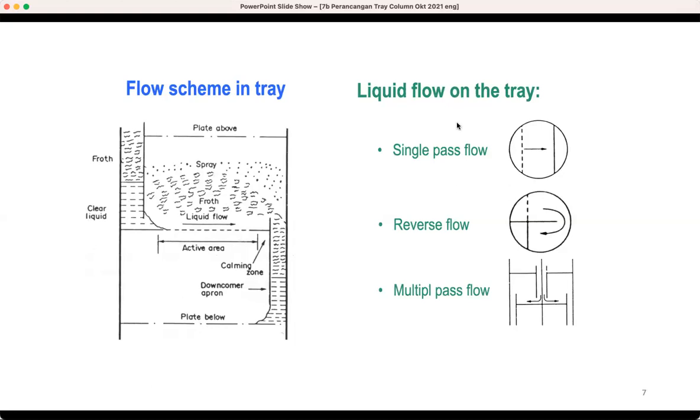For this liquid flow on the tray, there are 3 types of flow. The first one is called single pass flow, like this one. The liquid comes from one side and goes to the other side, and then it falls down on this side. The second one is called the reverse flow, where we have a border like this, so the flow would be a little bit reversed. And the last one is called the multi-pass flow, where we have multiple, or 2, paths of flow to this side and that side.